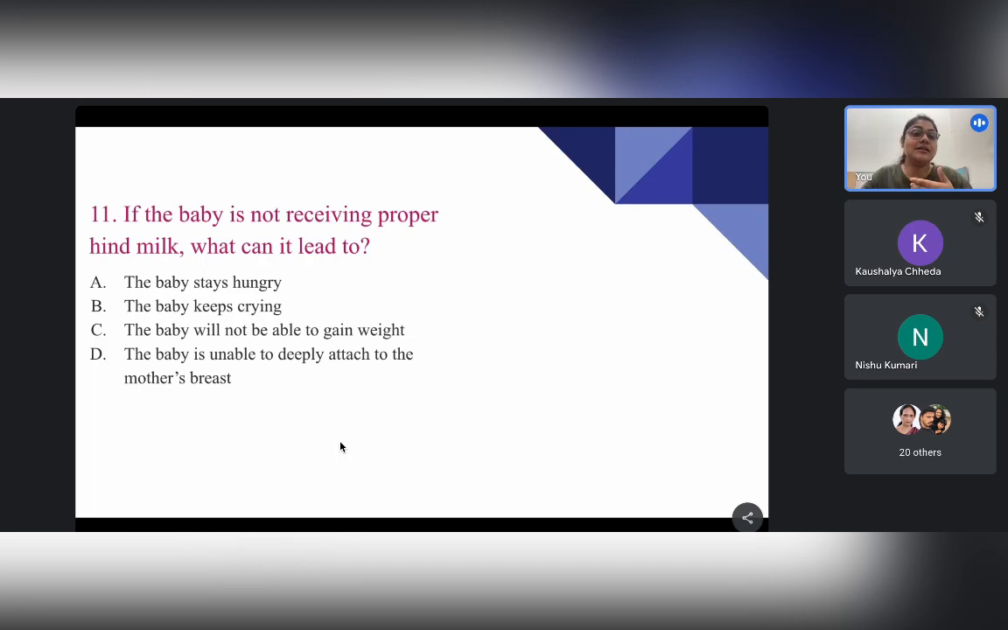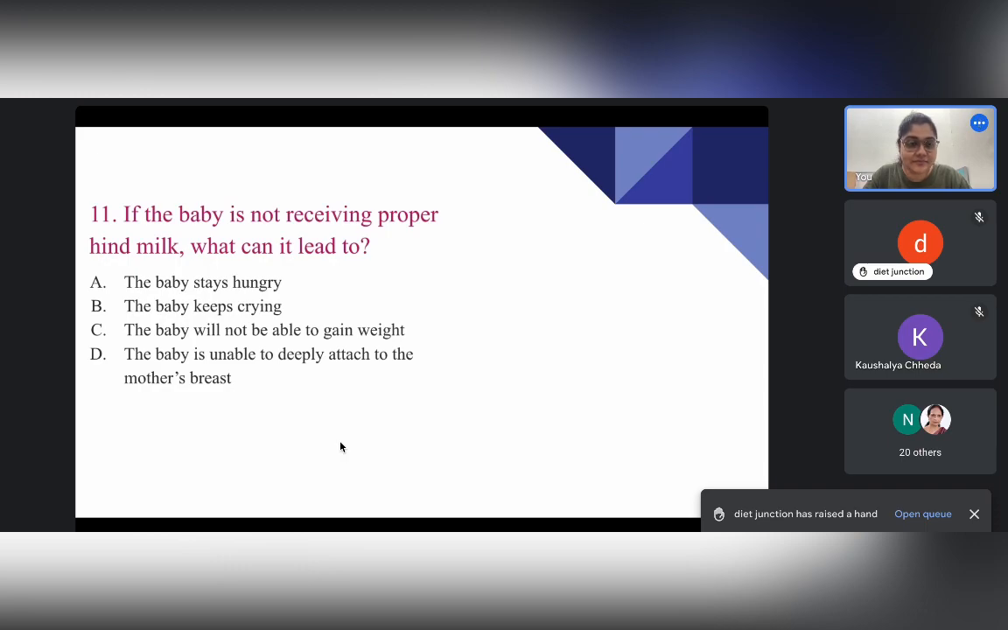Now, when the mother is breastfeeding the baby, it might happen that the mother has breastfed the baby, and now she doesn't know whether there is any more remnant of hind milk or not, right? We have discussed this in the last session. Can anybody let me know how we inspect whether the hind milk is remaining, or whether the mother can shift the baby to the opposite breast? Can anybody tell me how to inspect for the hind milk?